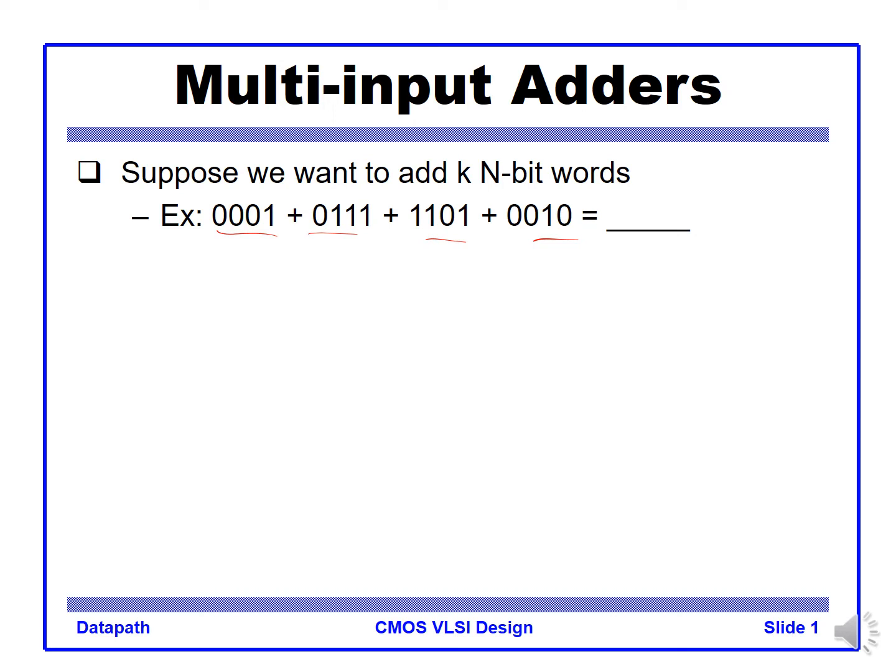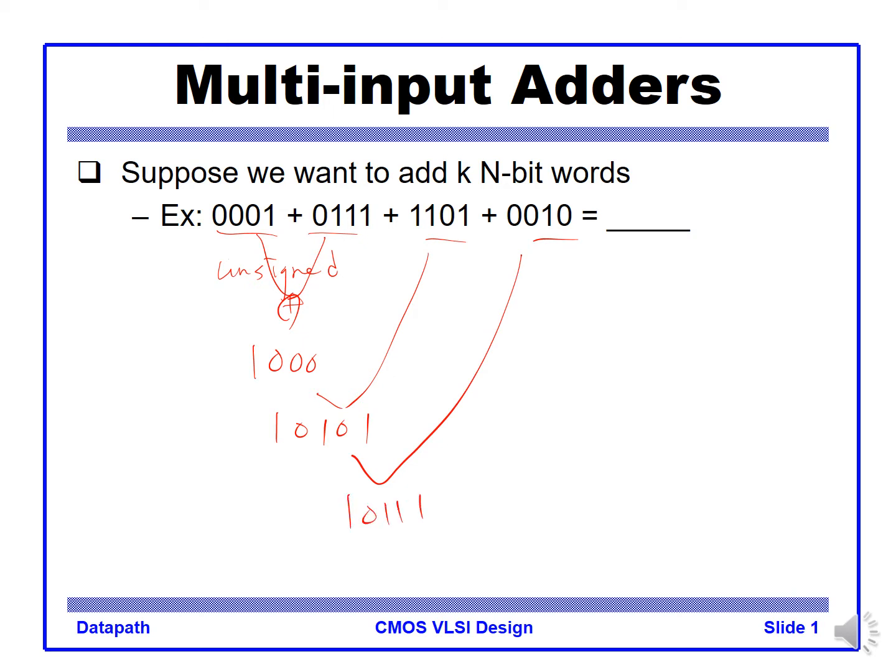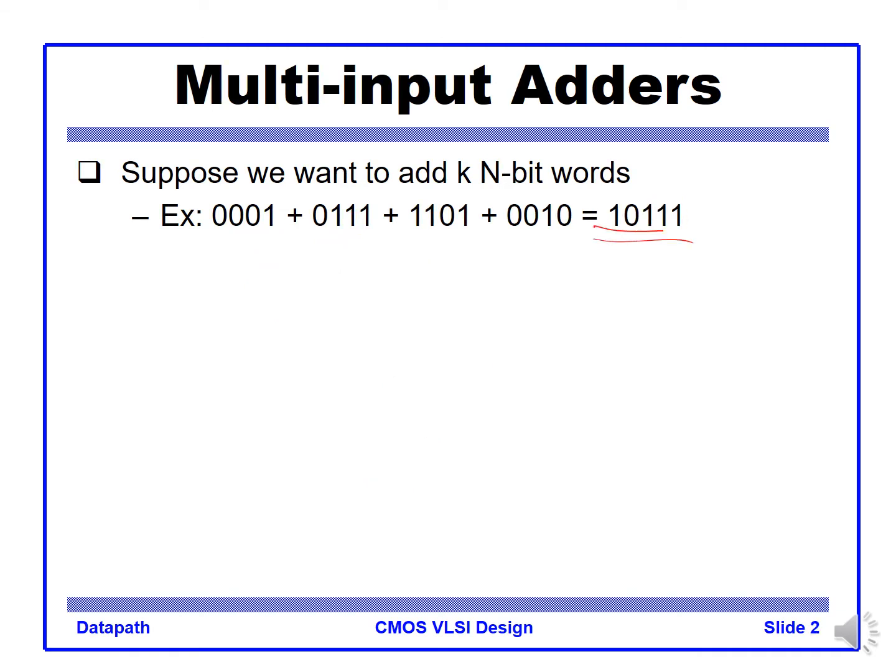Assume that this is an unsigned number. If we add those two, we will get 1000. If we add again, 10101. If we add that, it gives us 10111, right? As you can see, this is just a straightforward implementation of addition. We will follow this logic to constitute an adder like the following, with the sum like this.